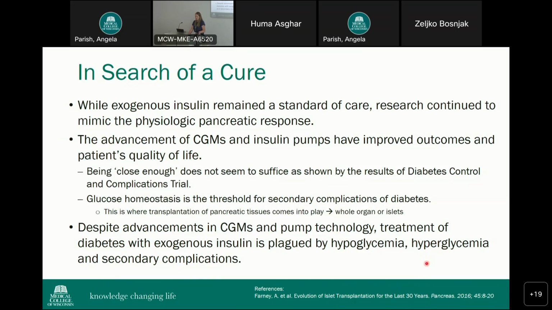So there was continued thought of how we can mimic what the pancreas does, and this is where whole organ or islet cell transplants started to become more of a theory put into thought. And like I said, despite all these advancements in the technology of diabetes, the disease itself is still plagued with hypoglycemia, hyperglycemia, and secondary complications.